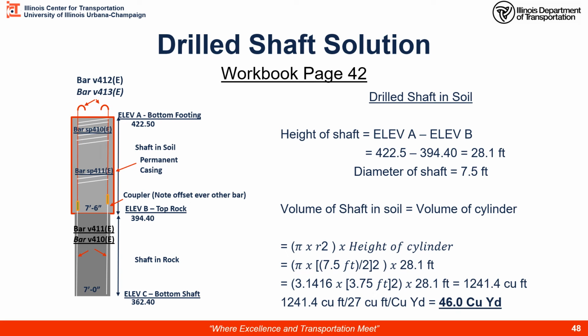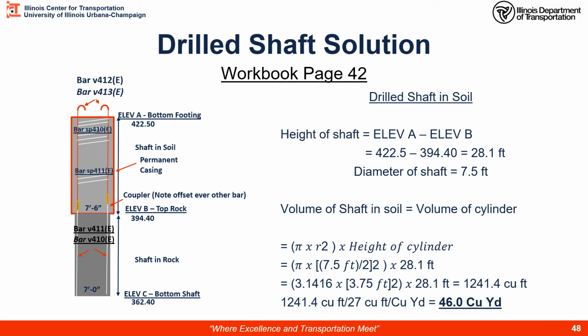First thing we need to do is look at our drilled shaft and soil. So we have a soil portion, and we have a rock portion. So we're going to do the soil first. So we need to calculate the volume of a cylinder in the soil. So we know the elevation at the top and the bottom is going to be poured in concrete. If we take the difference in those elevations, we come up with 28.1 feet, and the diameter of the shaft is given at 7.5 feet.